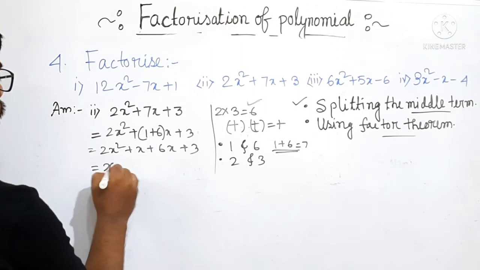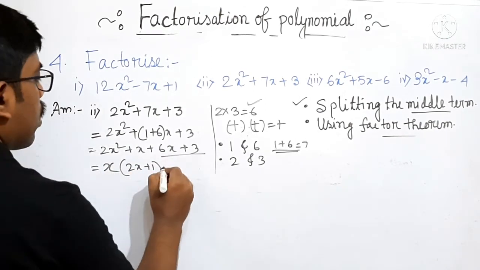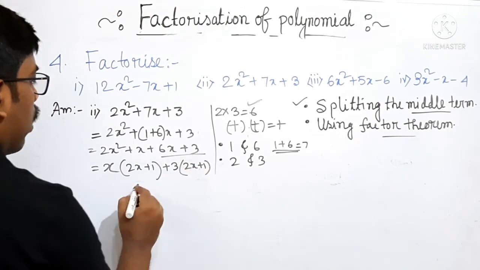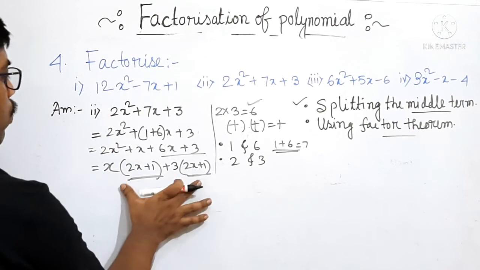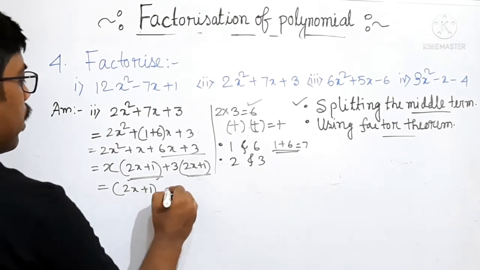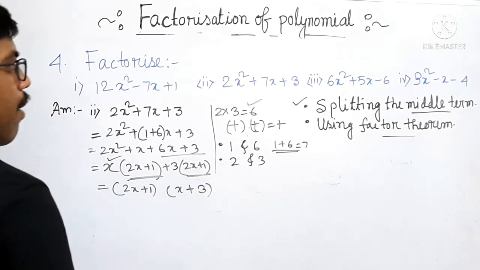And taking x common, it will be 2x plus 1. And from this term, we take 3 as common, so it will be 2x plus 1. Now 2x plus 1 is common in both the terms, so we take 2x plus 1 at first, then what will remain? x plus 3. Okay.